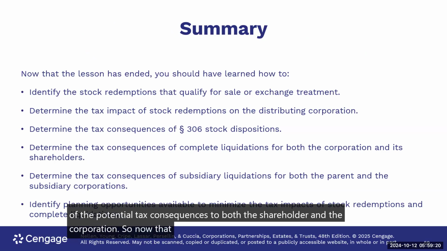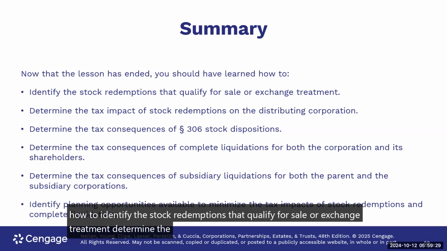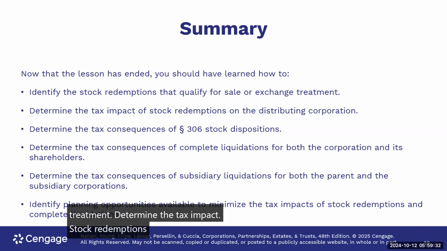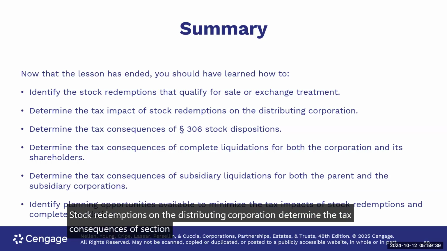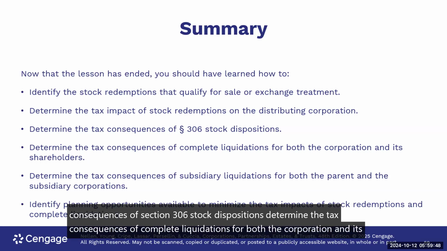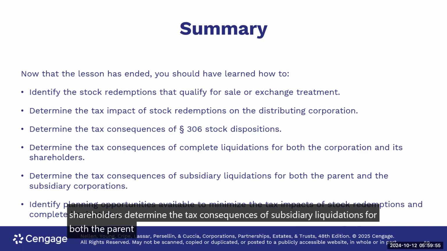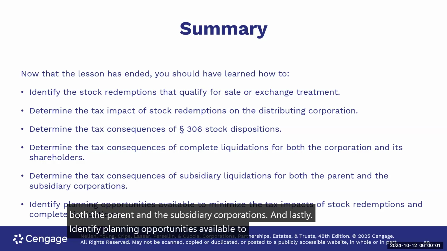Now that the lesson has ended, you should have learned how to identify the stock redemptions that qualify for sale or exchange treatment, determine the tax impact of stock redemptions on the distributing corporation, determine the tax consequences of Section 306 stock dispositions, determine the tax consequences of complete liquidations for both the corporation and its shareholders, determine the tax consequences of subsidiary liquidations for both the parent and the subsidiary corporations, and lastly, identify planning opportunities available to minimize the tax impacts of stock redemption and complete liquidations.